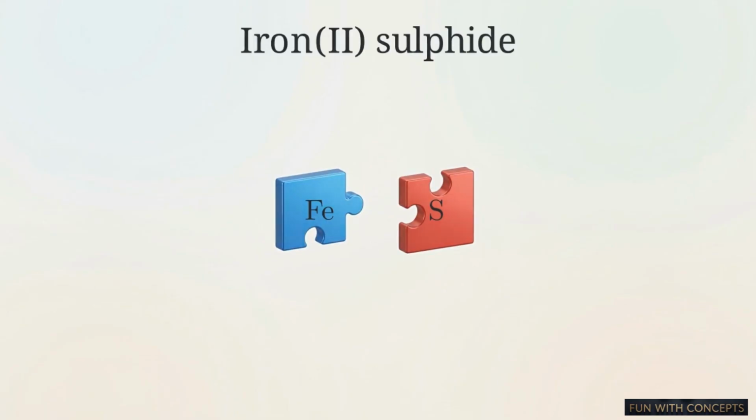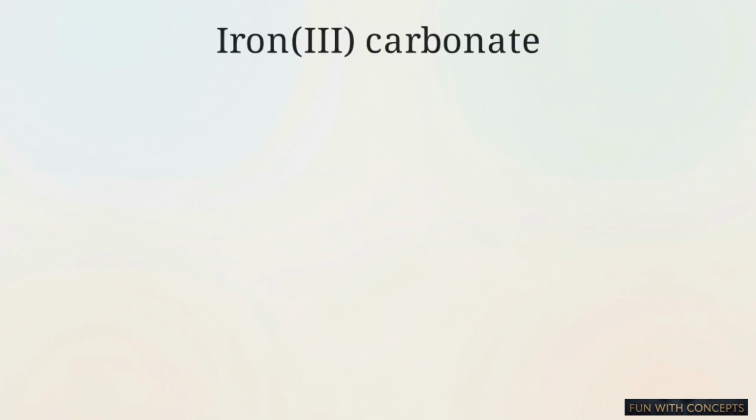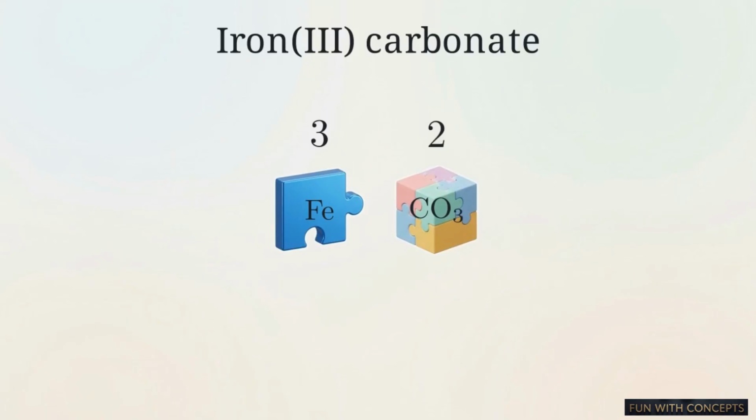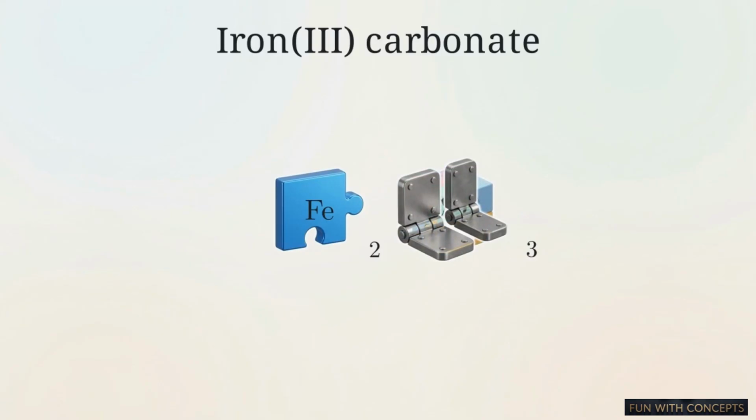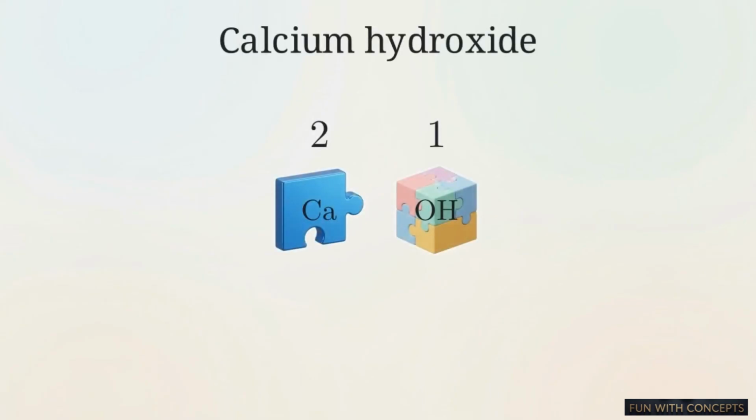Now, let's build iron 3 carbonate. This combines a single iron atom, having a valency of 3, with a polyatomic carbonate ion, which has a valency of 2. Crisscrossing gives the iron a 2 and the carbonate a 3. To avoid confusion, you must lock the carbonate in brackets before adding the 3, resulting in Fe2(CO3)3. We see a similar rule with calcium hydroxide. After crisscrossing, the raw formula is Ca1(OH)2. We remove the 1, leaving the correct formula Ca(OH)2.